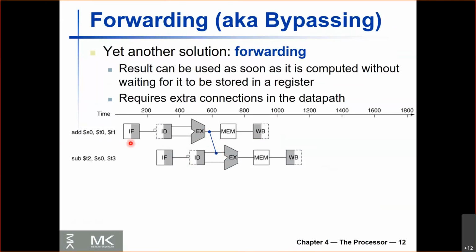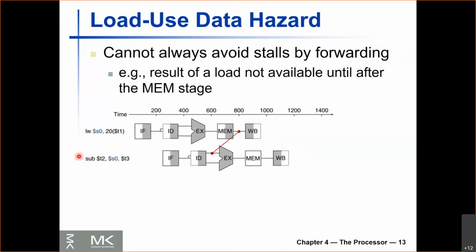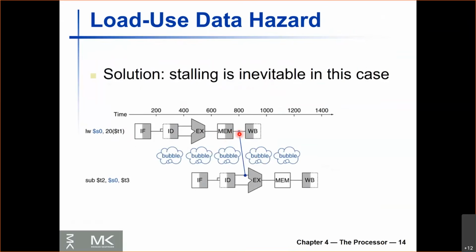Now, this was possible when we had an add instruction followed by a subtract instruction, but it was not possible for load instructions. If this was a load instruction and we were loading S0 from somewhere, the value of S0 is not available until after the memory stage. So in this case, we can't forward, because you can't forward back in time. So it was inevitable for us to stall for at least one cycle until we were able to forward from the output of the memory stage to the input of the execute stage. So this is how we dealt with load-use data hazards.